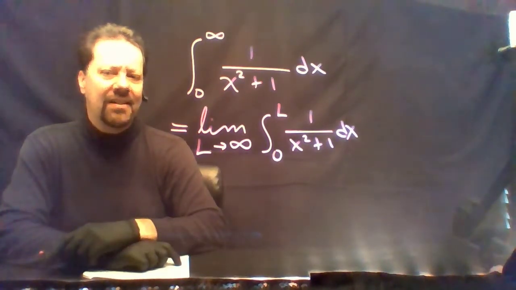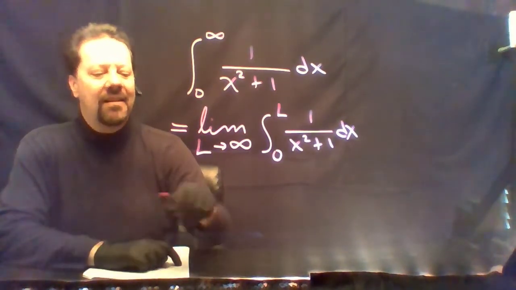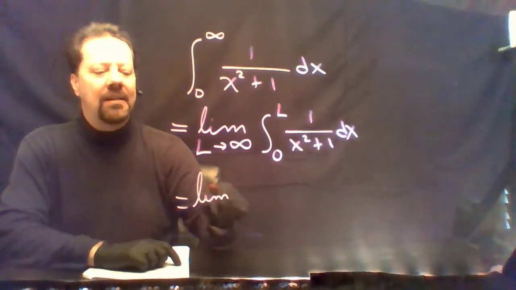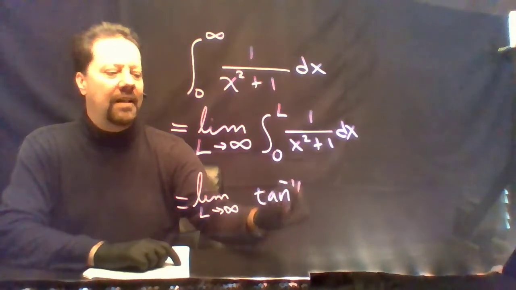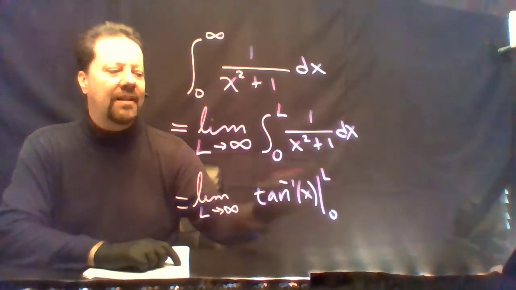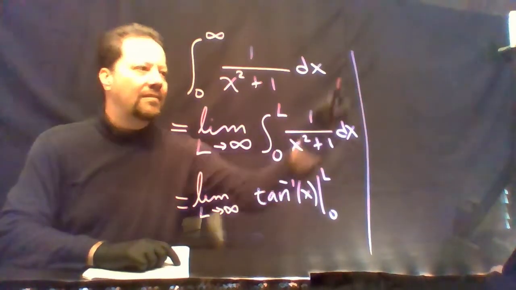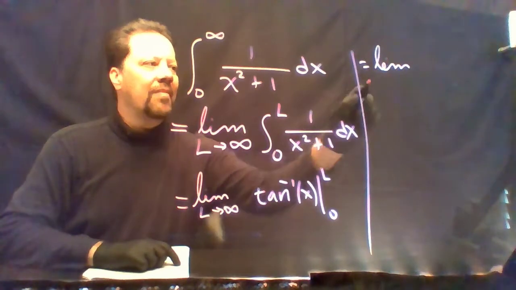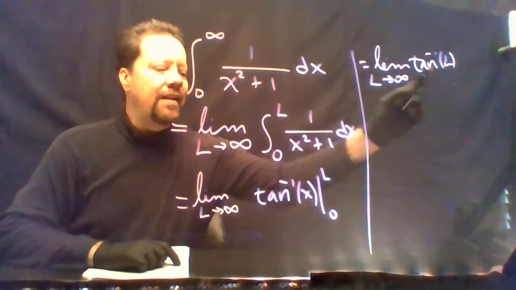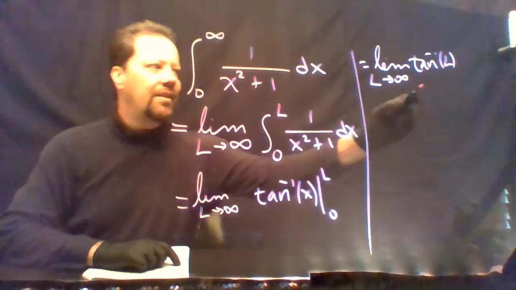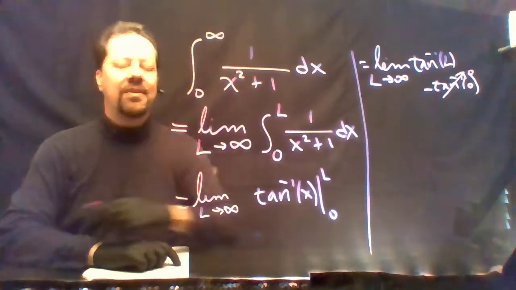You should recognize this integrand. This is the one I asked you to remember. And so we get the limit as L goes to infinity, the inverse tangent of x evaluated from 0 to L. Plugging in L, we get the limit as L goes to infinity, inverse tangent of L minus the inverse tangent of 0, but the inverse tangent of 0 is 0.